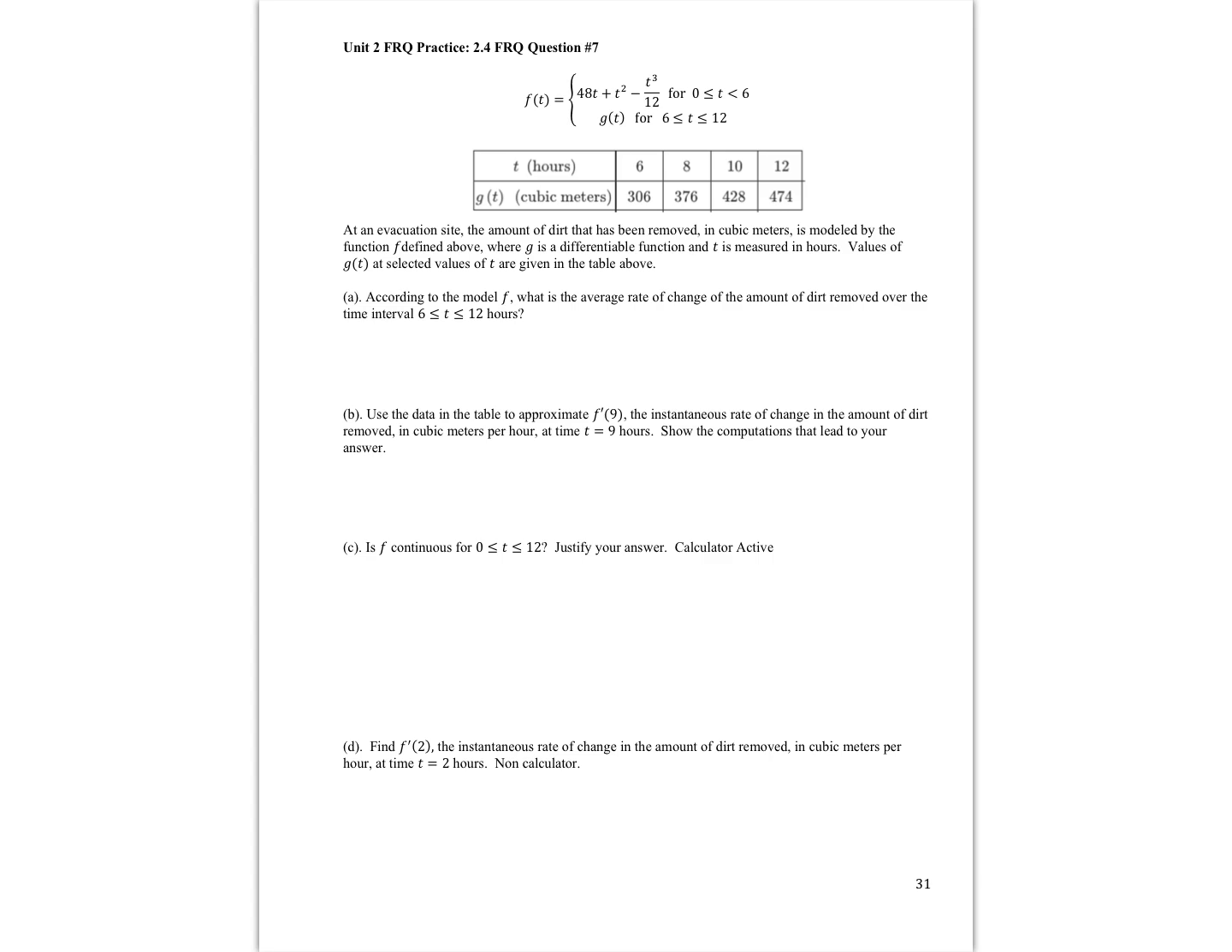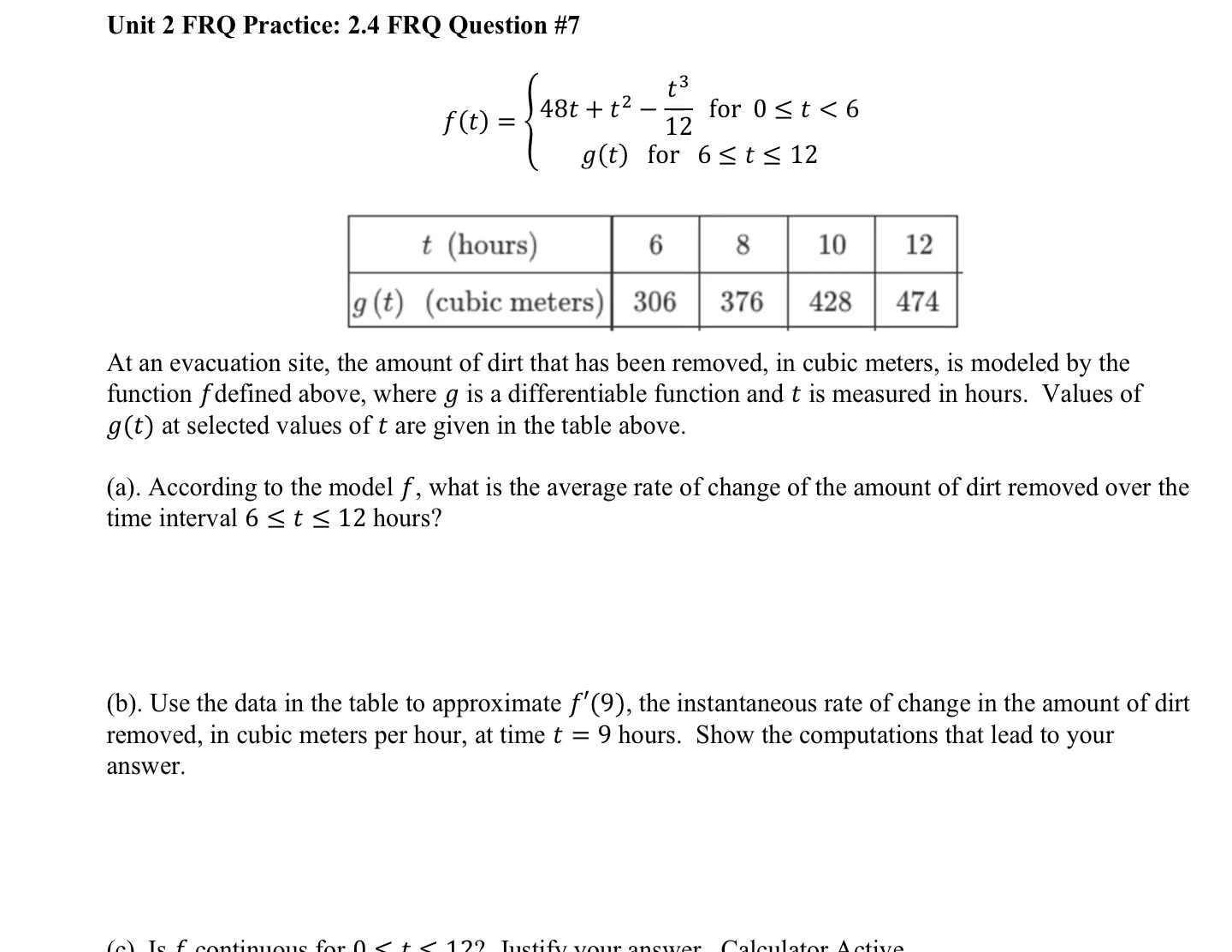Let's go do this one together so we can remind ourselves of some other things that aren't just derivative rules. So we've got an excavation site. We're removing dirt. The amount of dirt that has been removed is modeled by F. G is a differentiable function. Values of G, okay, great. According to F, what is the average rate of change from 6 to 12? From F, that's just this top one. Average rate of change just means change in y over change in x.